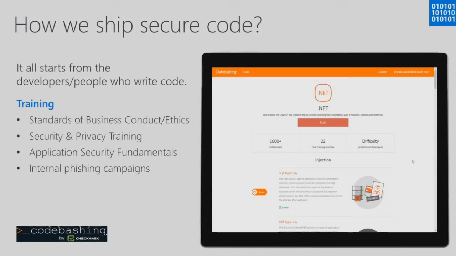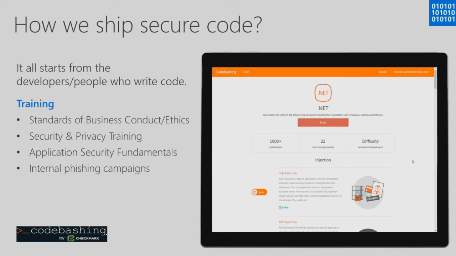So as Andrew said, even for us, change management is a lot about culture and a lot about people. Tools are important, but it's a big people thing too. So how do we ship secure code? It all begins with the developer. It all begins with how we hire the developers and how we train the developers.